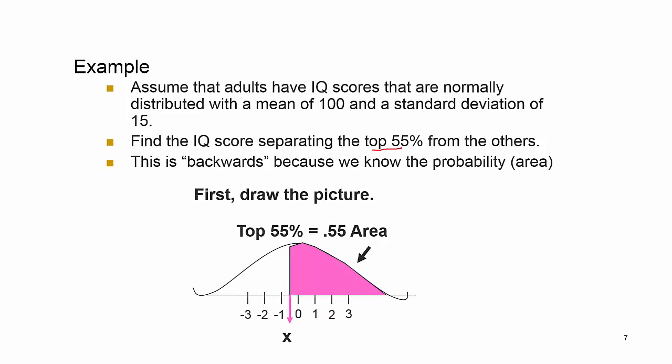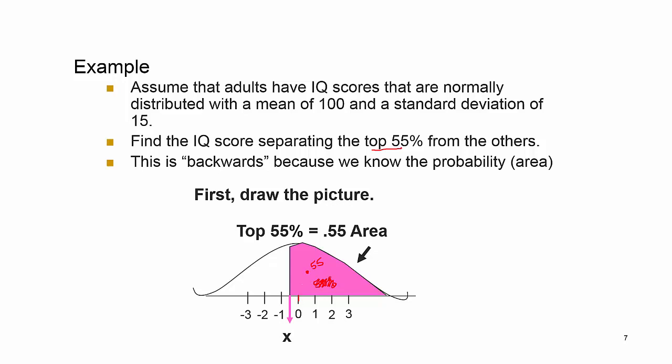And notice how I kind of estimated where my x would be. I know that if I look at 0, that's going to be 50% to the right and 50% to the left. So 55% would just be a little bit further to the left. This is aligning with a negative z-score right now. So I have right now a 55% area, or 0.55 area, to the right of this position.